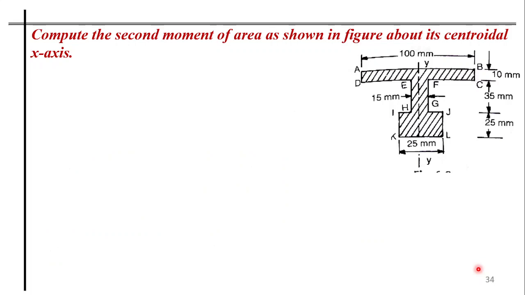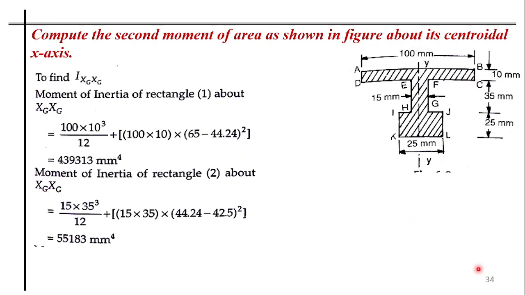Once I got my y bar, using it, I am trying to find out the moment of inertia of this rectangle one about the xg and xg. So that gives me bd cube divided by 12, which for this one is 100 into 10 cube divided by 12, plus area, which is 100 into 10, and 65 minus 44.24. So the centroidal axis is going to be lying somewhere here. You need to draw the separate axis for all of these individually. Then only you will be able to understand them.